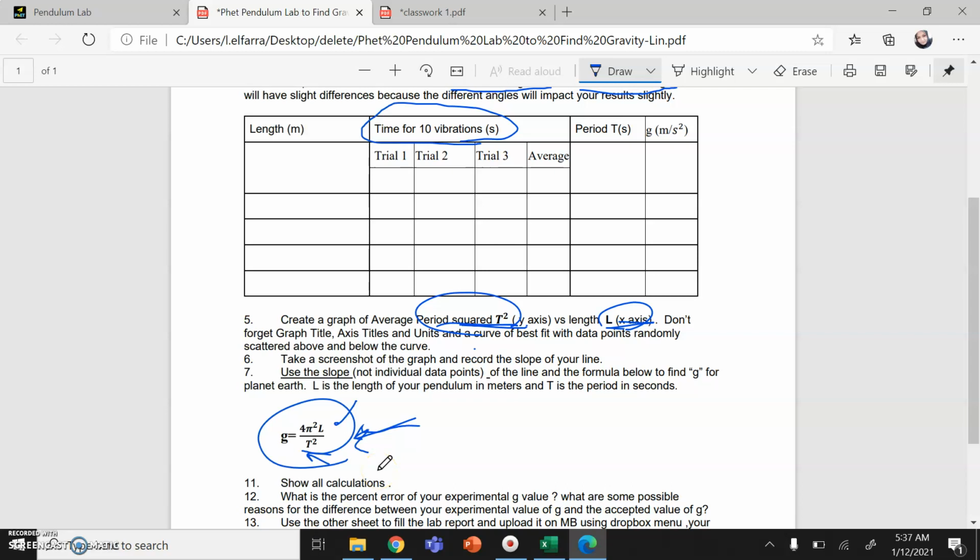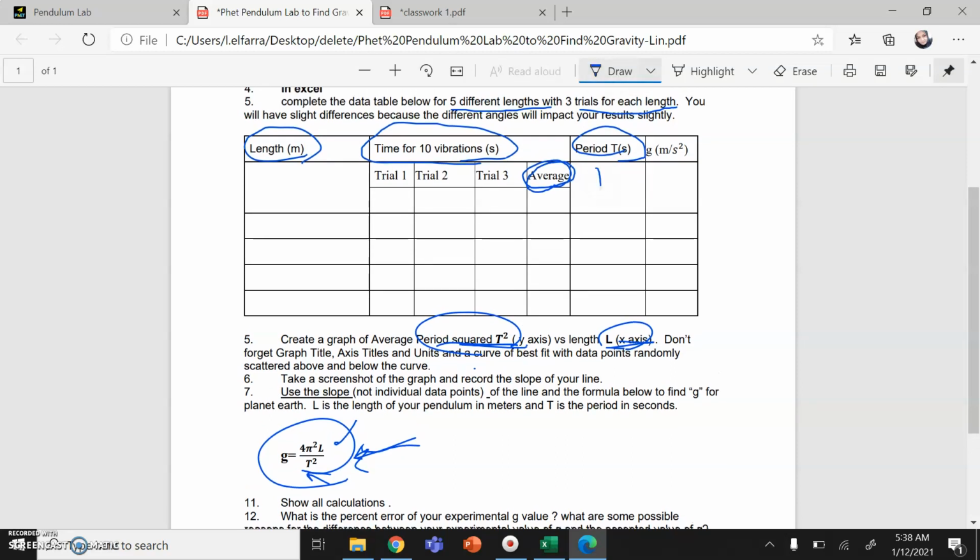So what do I actually need to do? I need L and I need T squared. That's why I have to repeat the experiment for many different lengths L, and calculate the period. What is the period? The period is the time it takes to complete one oscillation. So I have to find the average time divided by 10. Suppose I got different times here; I add them all to find the average, divided by 3. The period will be this average time divided by 10, since I did it for 10 oscillations.